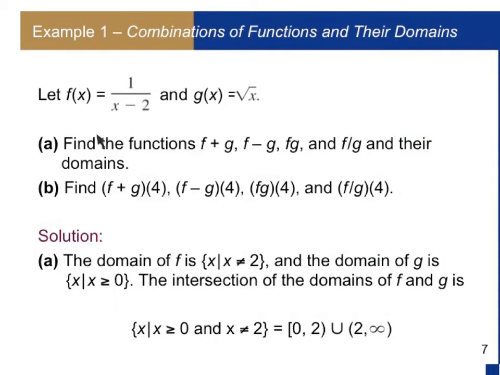Okay, so let's look at an example first. Let's say f of x is 1 over x minus 2, and g of x is square root of x. We're going to find these functions, f plus g, f minus g, f times g, and f divided by g, but let's do their domains first.